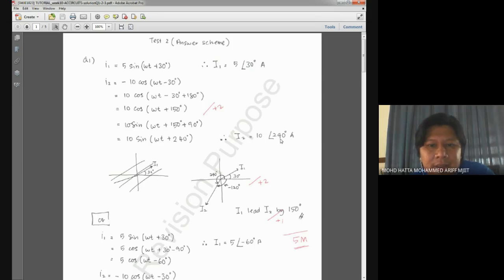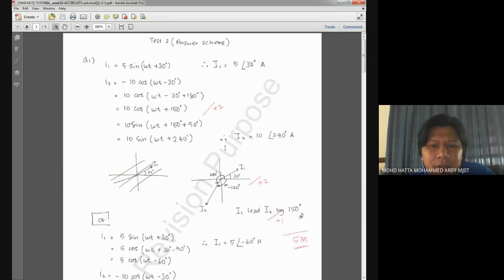As I mentioned earlier, we make these two in the same form because we would like to determine the phase angle or the phase difference between those two sinusoids. And the way we calculate the difference is by drawing the vectors of I1 and I2. Please remember, I1 and I2 should be in the same sinusoid form, where if you have sine, it means that both should be in sine as well.